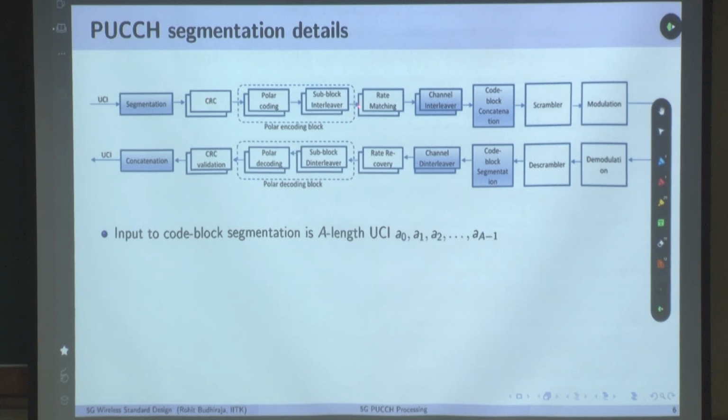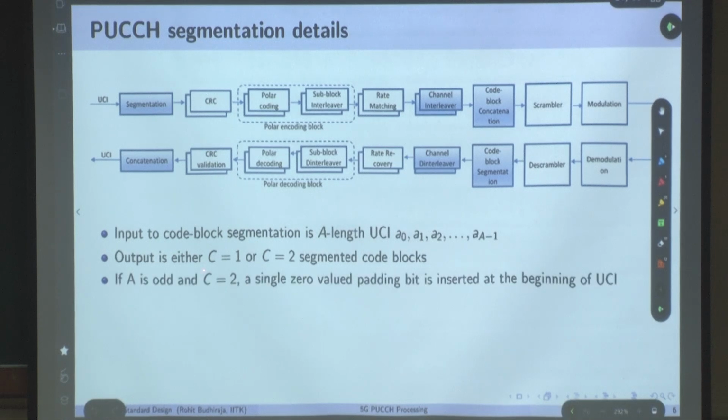I'm not going to focus on the other blocks because they are all the same. The input to code block segmentation is the A length UCI, denoted by small a. I'm discussing how it is implemented in the standard. The output will be either C equal to 1 or C equal to 2 segmented code blocks. A can have any length. If you have to segment it into 2 code blocks, it should be of even length.